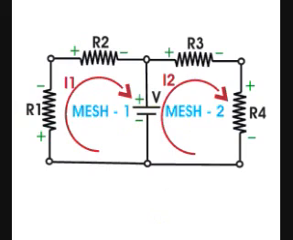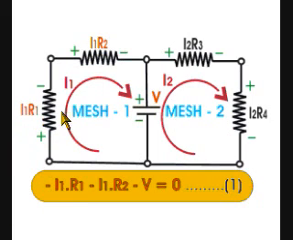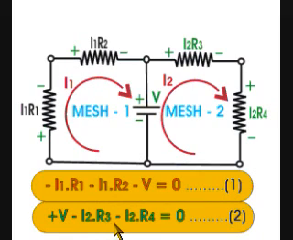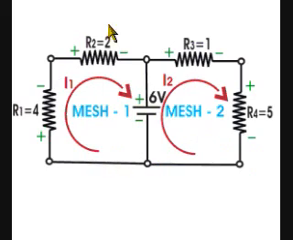Step 4. Now for mesh analysis, we will apply KVL and generate a voltage equation for each mesh in that network. Here the mesh equations are: minus I1 into R1 minus I1 into R2 minus V equal to 0 for mesh 1, and say it is equation 1. Plus V minus I2 into R3 minus I2 into R4 equal to 0 for mesh 2, and say it is equation 2. In the figure, R1 equals 4 ohms, R2 equals 2 ohms, R3 equals 1 ohm, R4 equals 5 ohms, and V equals 6 volts.